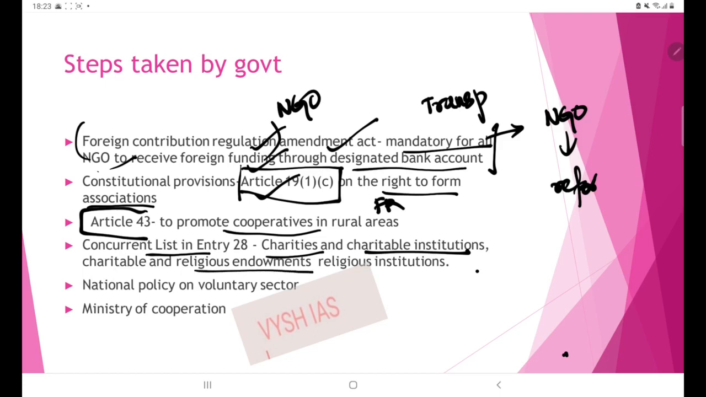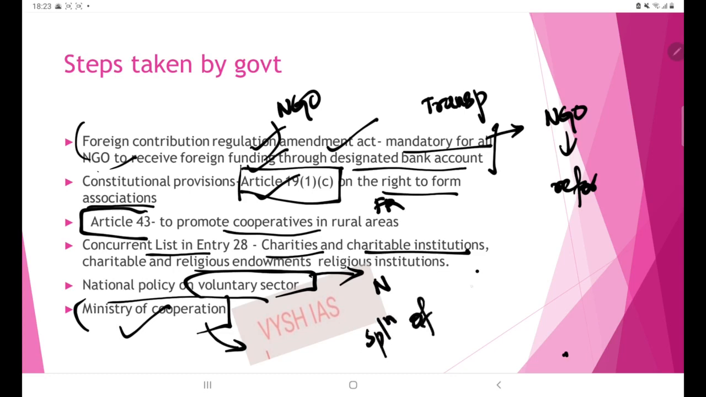Okay, next is the national policy on the voluntary sector. This voluntary sector comes under NGOs only. Then recently a Ministry of Cooperation was carved out as a separate ministry in the union government. So this is like specialization of tasks and recognizing the importance of cooperative industries, which is again civil society only.